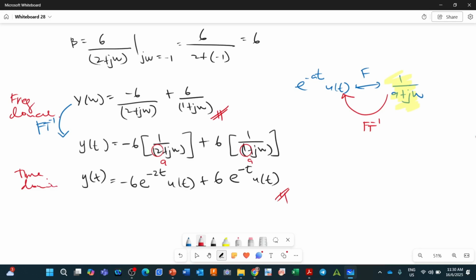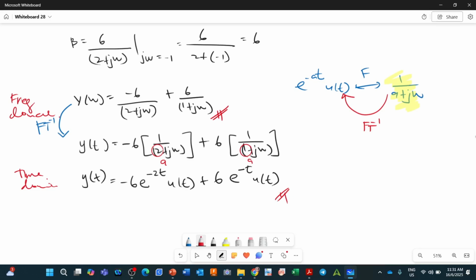Any question? Any question? Yes? Exponent.